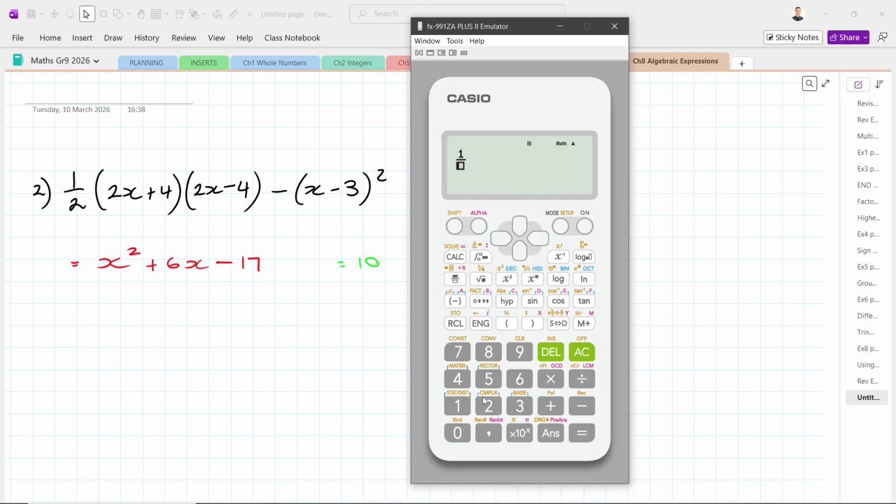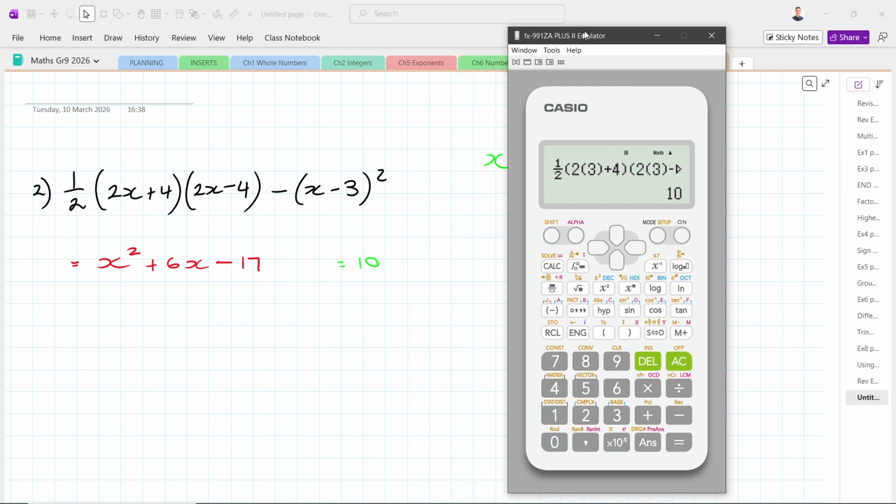So I've got a half times 2 times 3 for the x plus 4. Open the bracket, 2 times 3 minus 4, close the bracket, negative, open the bracket, x is 3, so put that in its own bracket, minus 3, and that's all going to be squared. And there we go. We also get to 10.